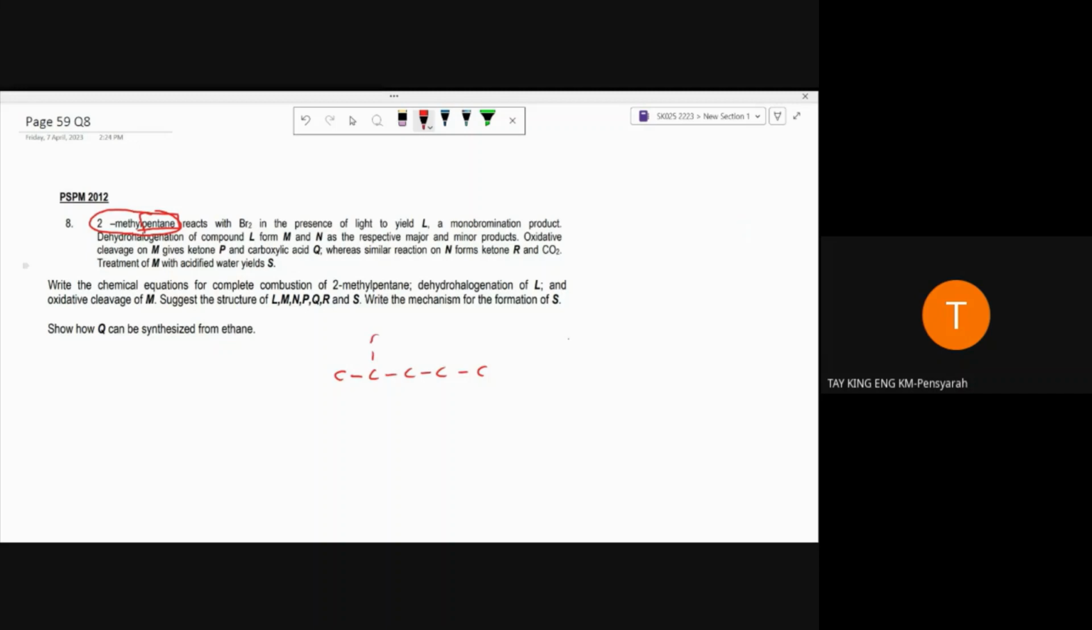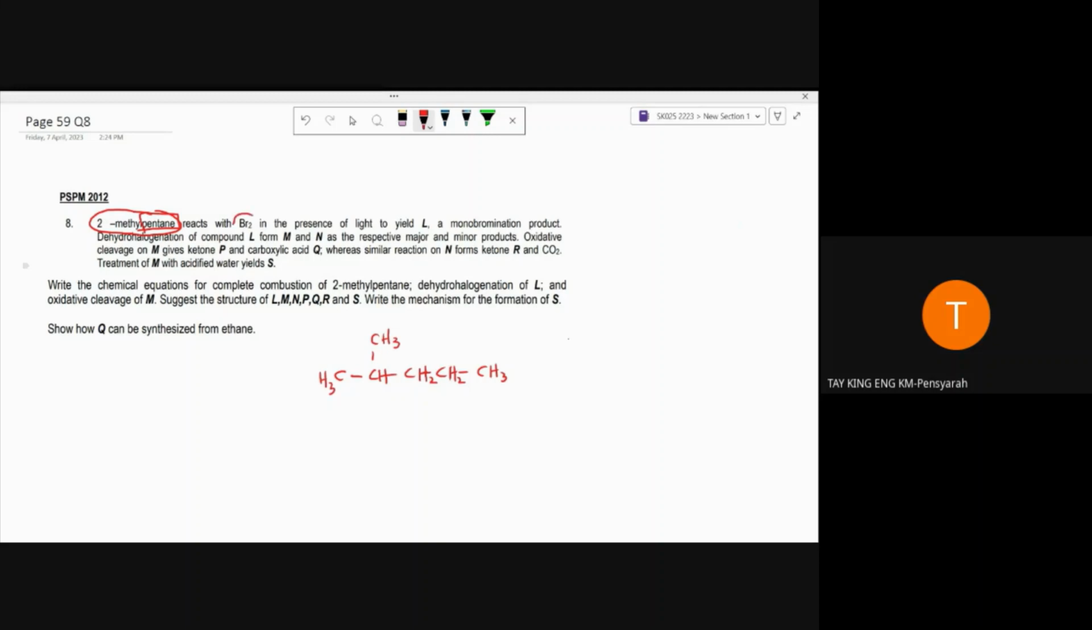So 2-methyl has CH3. After I draw the carbon chain for the parent and place the substituent, only then do we complete it with the hydrogens. So this needs 3 hydrogens, 1 hydrogen, 2 and 3. So this is 2-methyl pentane.